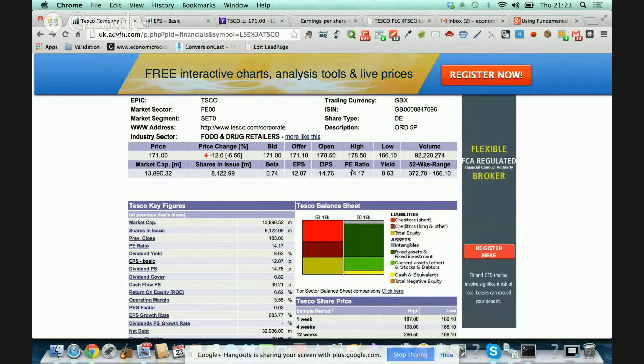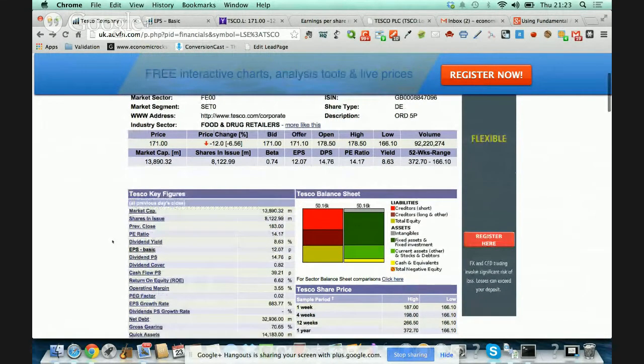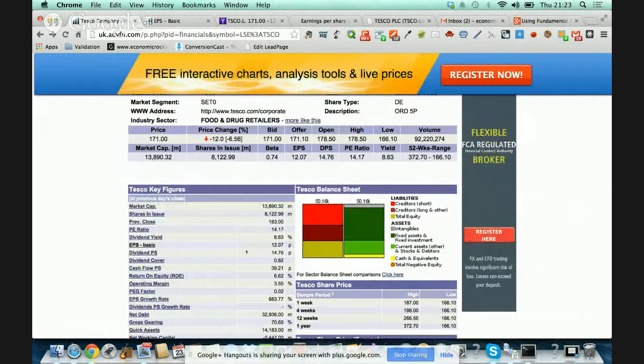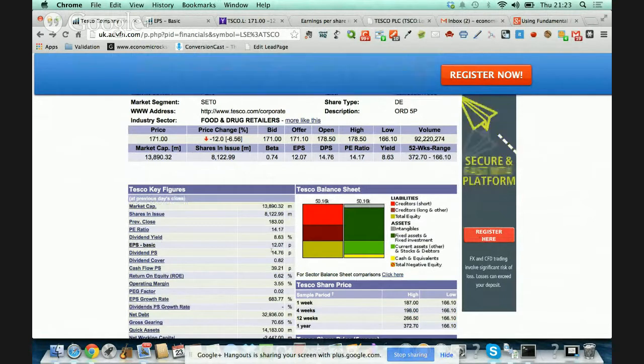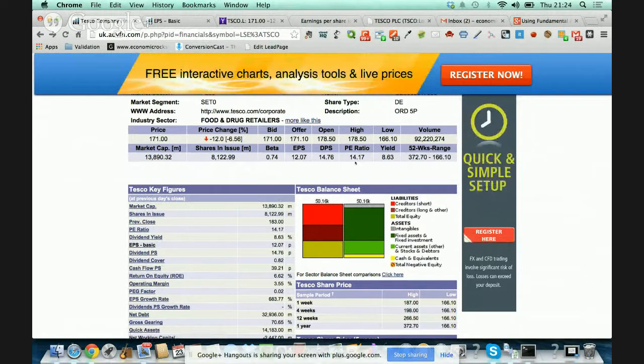So how we calculate it is, the current price is 171 pence. This is the way London stock prices are quoted, in pence, so this is equivalent to £1.71. So 171 pence is divided by the earnings per share to get the price earnings ratio. The earnings per share quoted on this website is 12.07 pence. And if we divide that into 171, we get a PE ratio of 14.17.